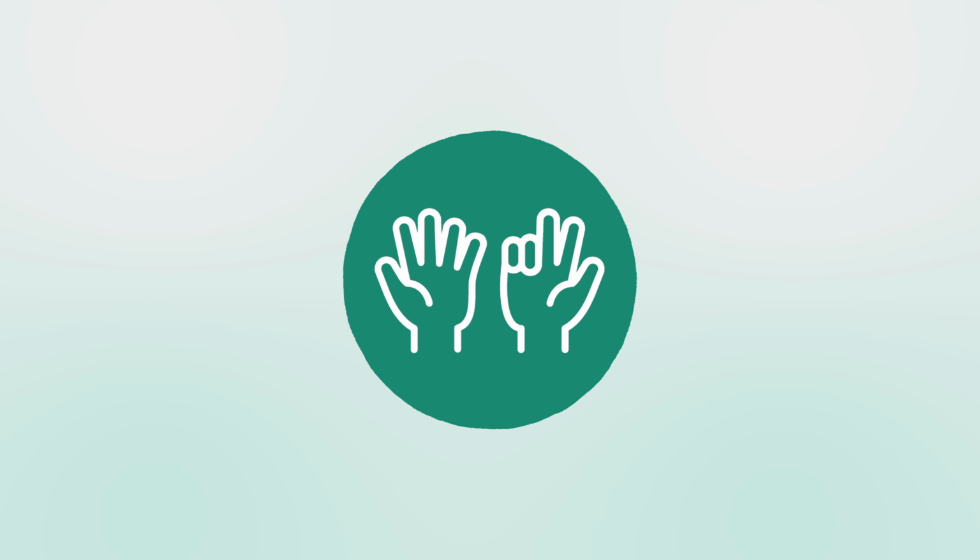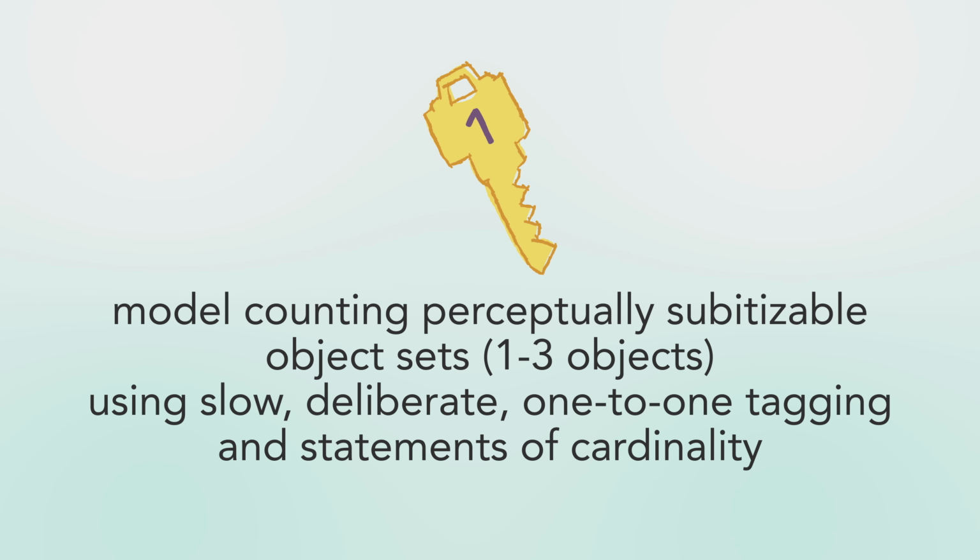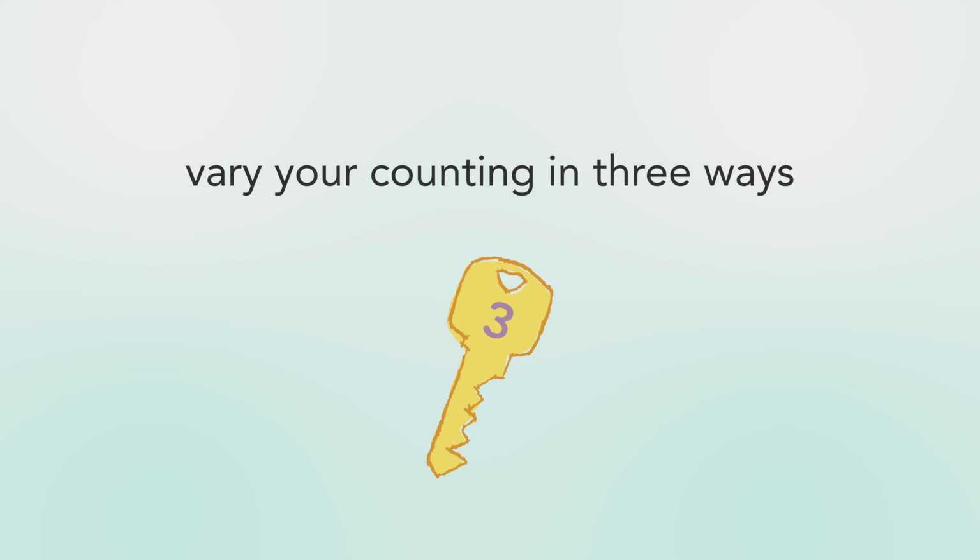Experiences like this help children to believe that the counting procedure is meaningful. It's for this reason that the first key instructional practice for meaningful counting is model counting perceptually subitizable object sets, that is 1 to 3 objects, using slow, deliberate, 1-to-1 tagging and statements of cardinality. The final key instructional practice for meaningful counting is to vary your counting in 3 ways.